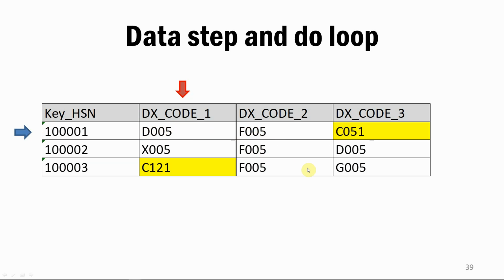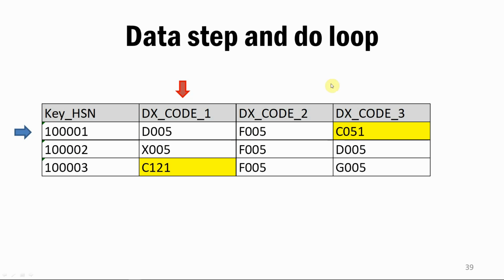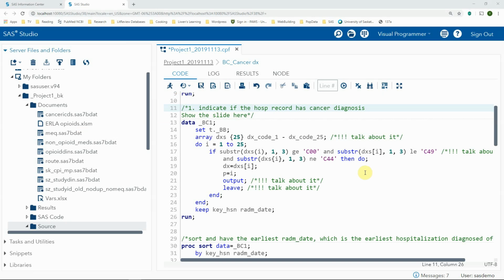Once we have that temporary array, for the same row, the current row, we're going to have all the codes remembered in that temporary array, which is called dx 1 to 25. And then we're going to do the loop between 1 and 25. Basically, that's how we achieve reading the columns one by one, but staying in the same row and getting the values of that. That's what we just talked about.